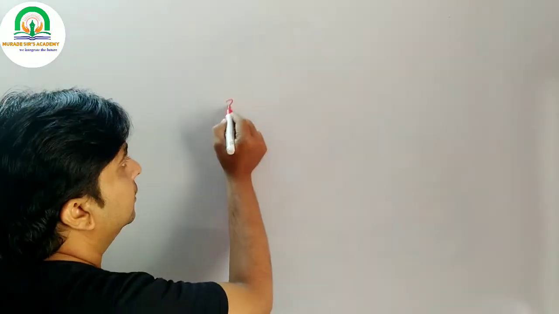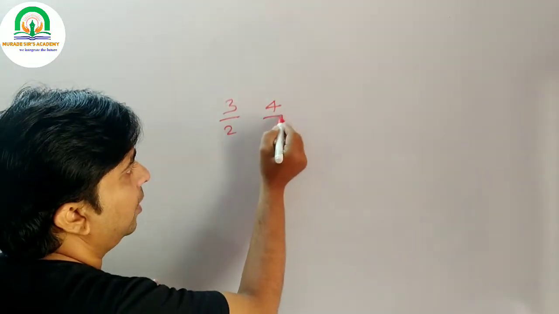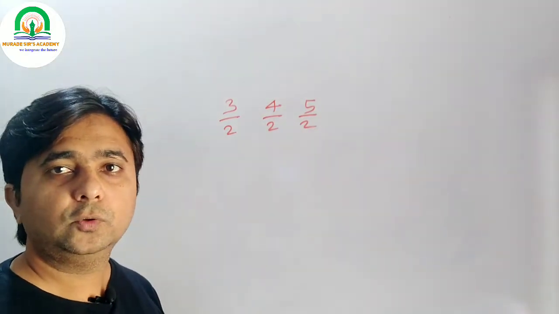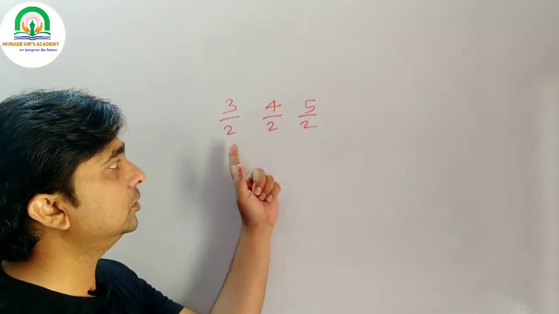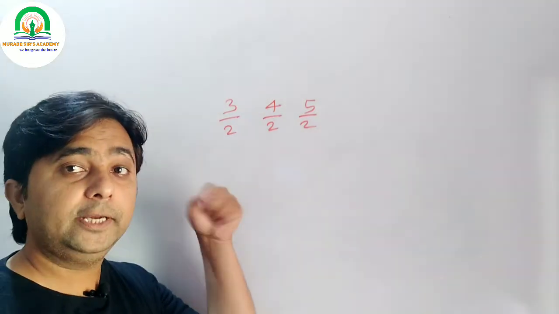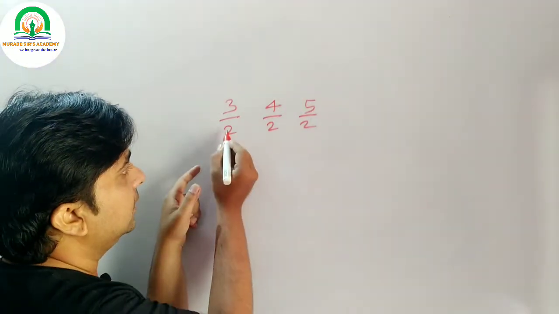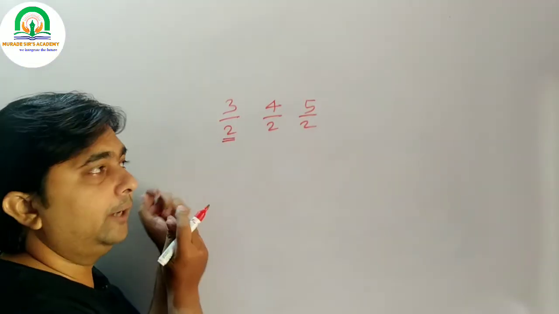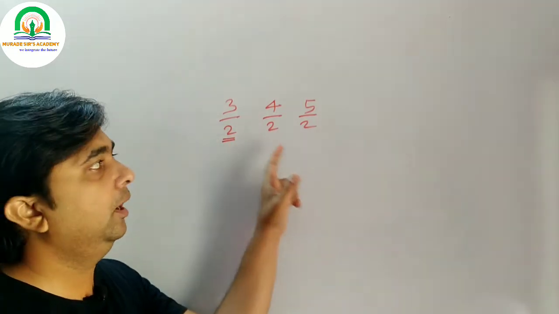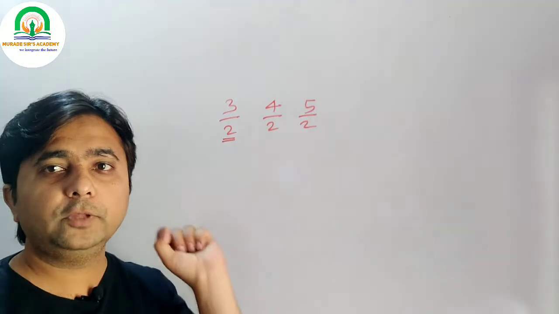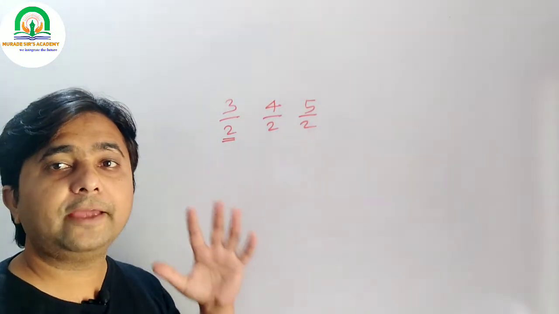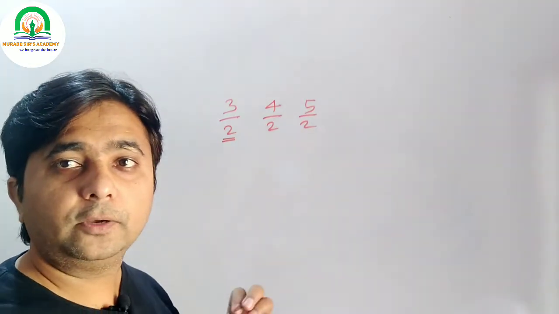Okay, 3/2, 4/2 and 5/2. These are like fractions, because the denominator of all the fractions is the same. What does it mean? The denominator is 2, so I took the half portion from 3, the half portion from 4, and the half portion from 5. That's why, if the denominator is the same, they are called like fractions.